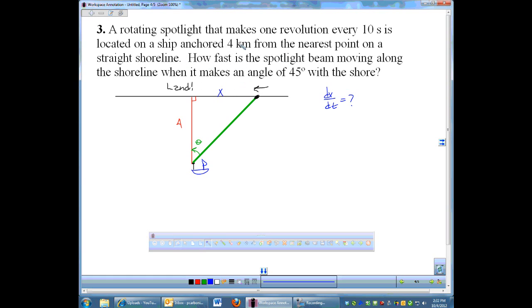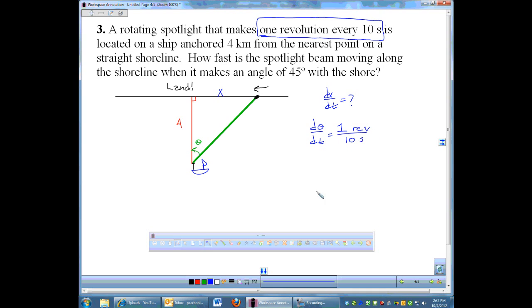Let's see. Rotating spotlight makes 1 revolution every 10 seconds. 1 revolution every 10 seconds. That sounds like a rate. They're telling you how fast this thing is spinning around, which is going to be related to the rate of the angle. So the angle changes at 1 revolution for every 10 seconds.